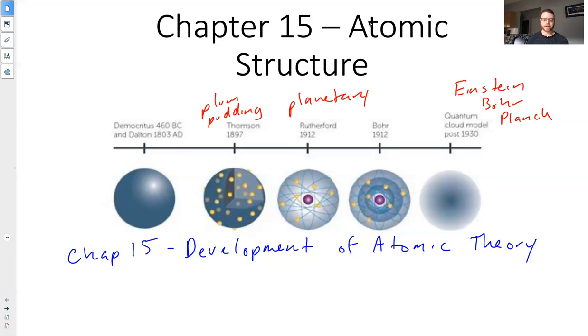Okay, so we're going to look in depth at some of the experiments that these scientists conducted to allow us to acquire a more accurate model of the atom. Okay, so that's what chapter 15 is going to look like.